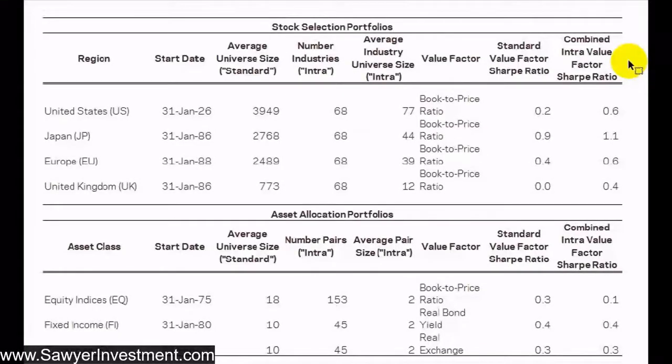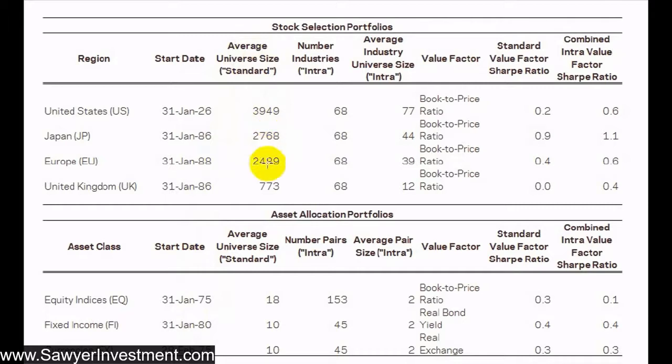Okay, for table 2 here, the authors are exploring value strategies and returns for different markets. For stocks, we have 4 different regions: the United States, Japan, Europe, and the United Kingdom. And for other asset classes and allocations, we have equity indices, fixed income, and currencies. Now, depending on the availability of data, the start date for each of these asset classes and regions goes back to 1926, 1986, so on and so forth, and goes up to 2015.